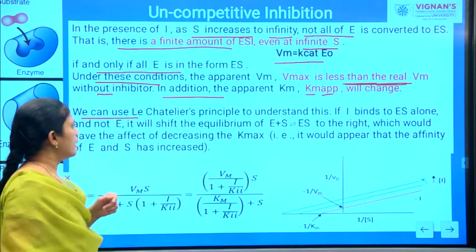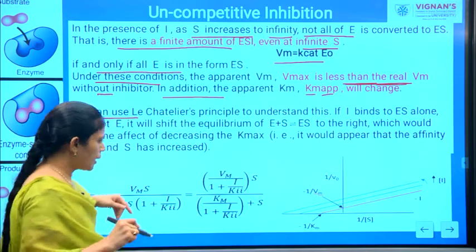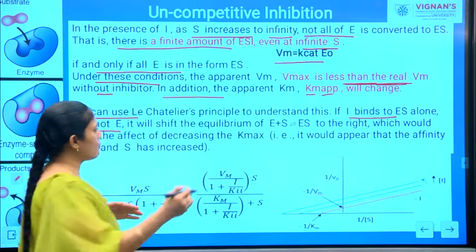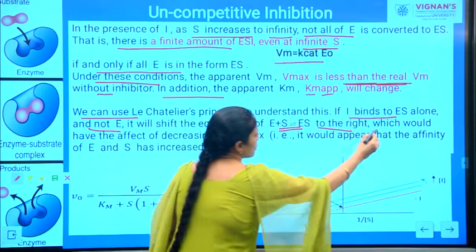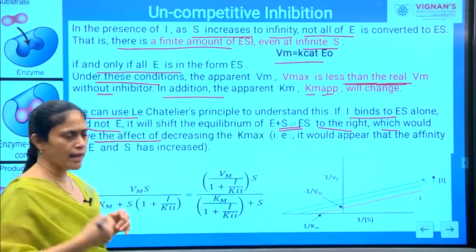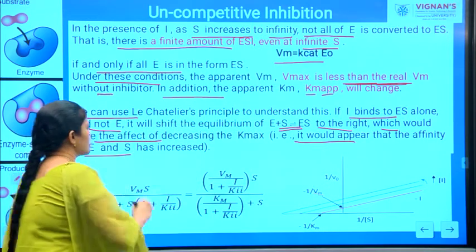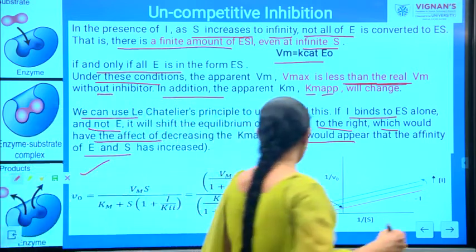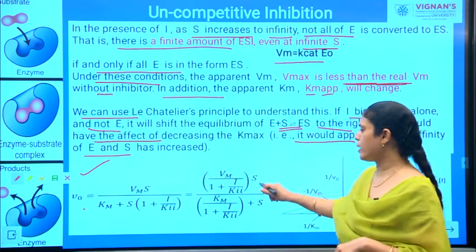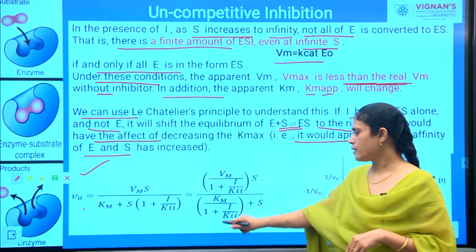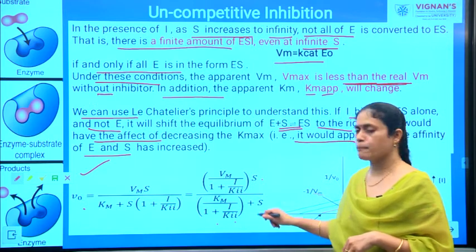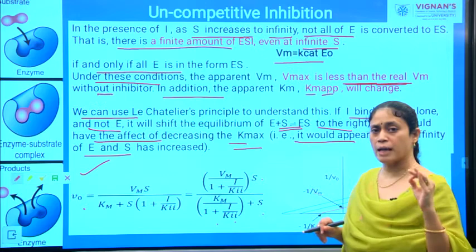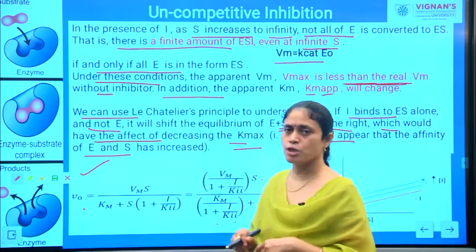And we can use Le Chatelier's principle to understand this particular concept. If your inhibitor is going and binding to this enzyme substrate complex alone and not to your enzyme, it will shift the equilibrium of E plus S towards enzyme substrate to the right side, which would definitely have the effect of decreasing the Km. That is, it would appear that the affinity of enzyme and the substrate has increased. So, what is the expression for this uncompetitive inhibition process? It's a lengthy expression. V naught is equal to Vm by (1 plus I by Ki) into S, divided by Km by (1 plus I by Ki) plus S. So, from this concept we have understood that there will be a change in your Km and Vmax values in the case of your uncompetitive inhibition process.